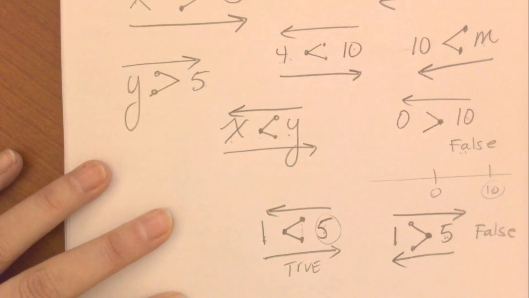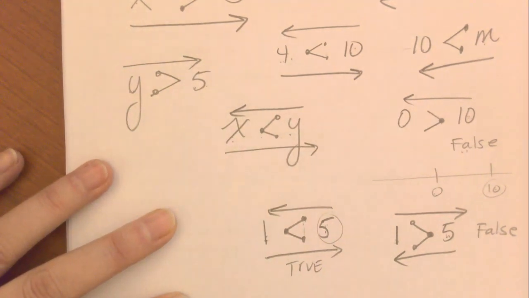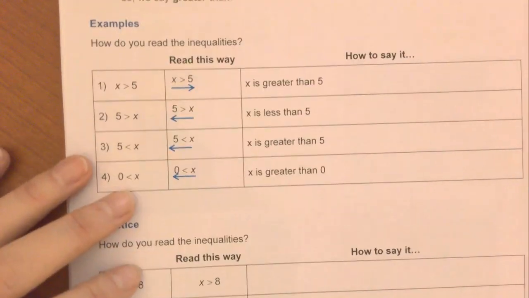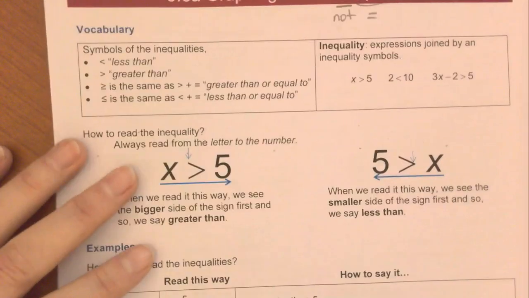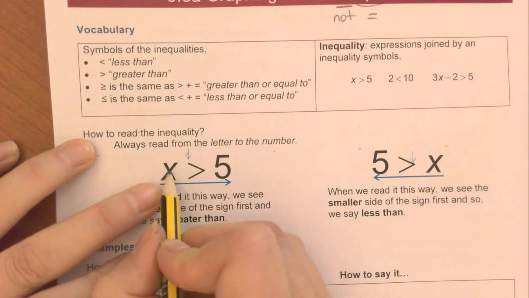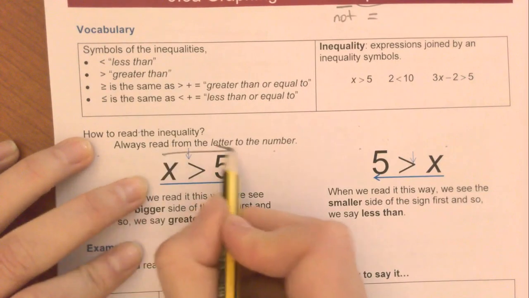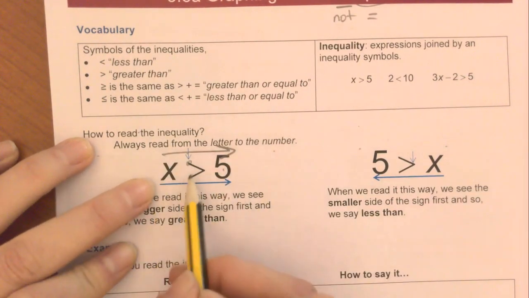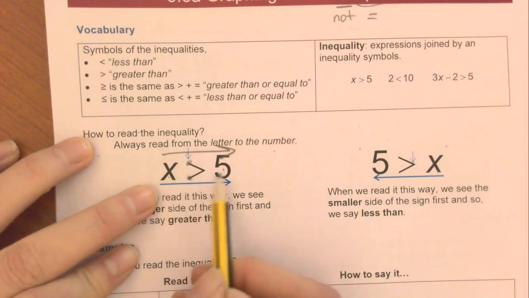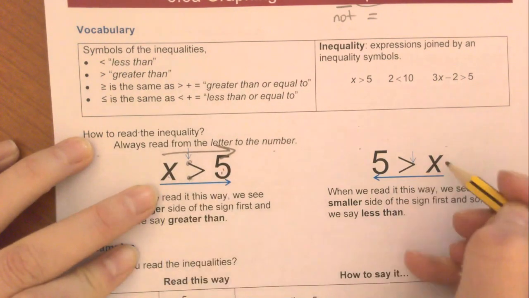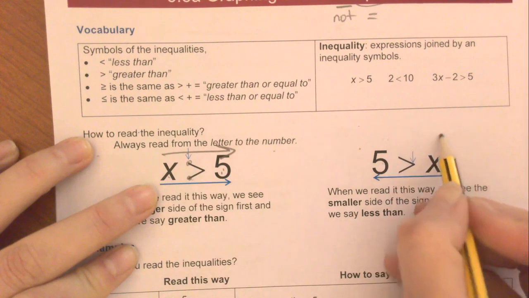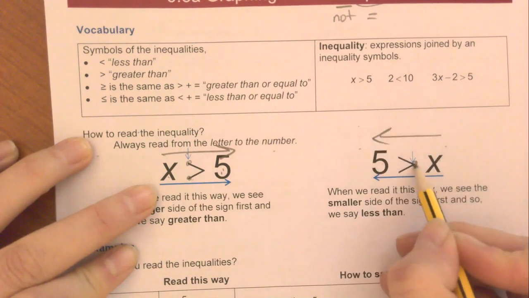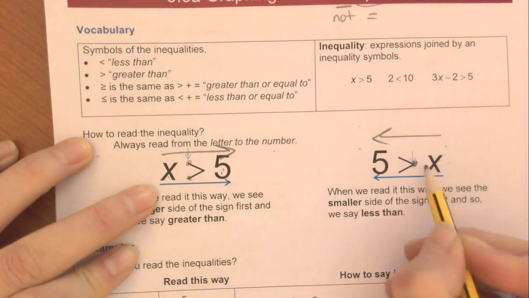Okay? So you have to know how to read these inequalities to do stuff in this book. So if I look, I go from my letter, the variable, to the number. I'm going to read it this way. So I'm touching the big side first. X is bigger than 5. Here, I'm going from my letter to number this way. So I'm touching the small side first. So X is smaller than 5.